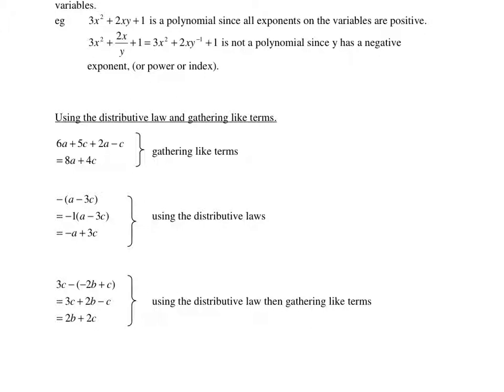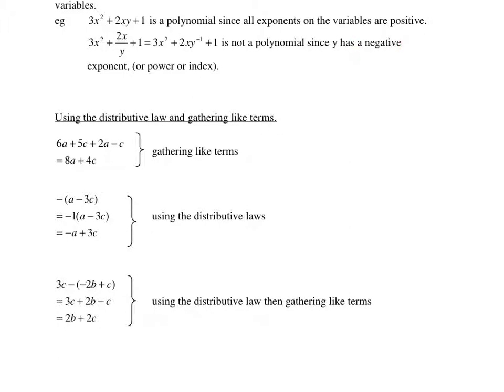An example where the expression isn't a polynomial is this one, where the y to the power 1 is in the denominator. Using the index law, this can be rewritten as y to the power -1, so hence this expression is not a polynomial since y has a negative exponent.